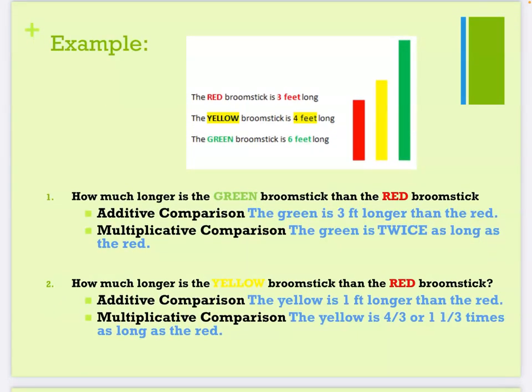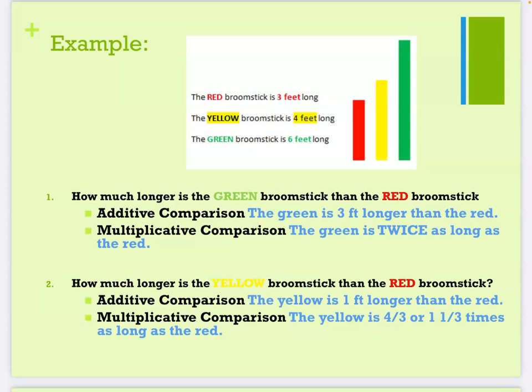We have 3 broomsticks. A red broomstick that's 3 feet long, a yellow broomstick that's 4 feet long, and a green broomstick that's 6 feet long. How much longer is the green broomstick than the red broomstick? Well, you could look at that additively, and you could say the green is 3 feet longer than the red, because you could do 6 feet minus 3 feet and get 3 feet. If you look at it multiplicatively, though, you say the green is twice as long as the red. So you can see the difference between the additive comparison and multiplicative comparison.